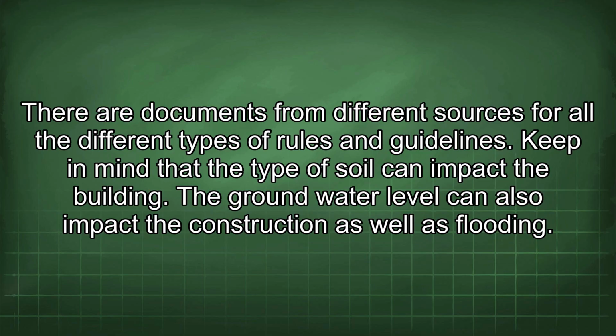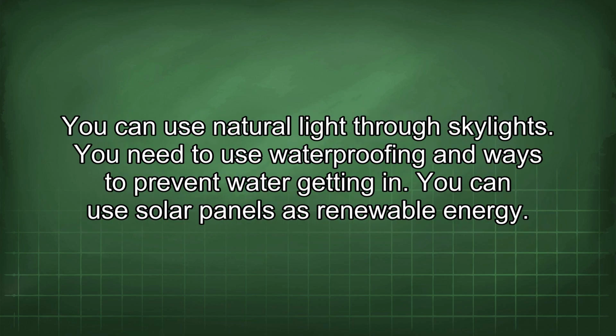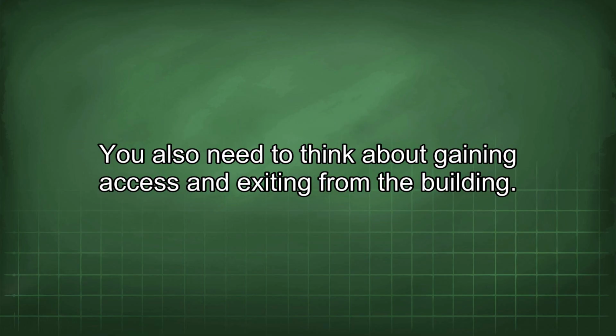Keep in mind that the type of soil can impact the building. The groundwater level can also impact the construction as well as flooding. You can use natural light through skylights. You need to use waterproofing and ways to prevent water getting in. You can use solar panels as renewable energy. You also need to think about gaining access and exiting from the building.